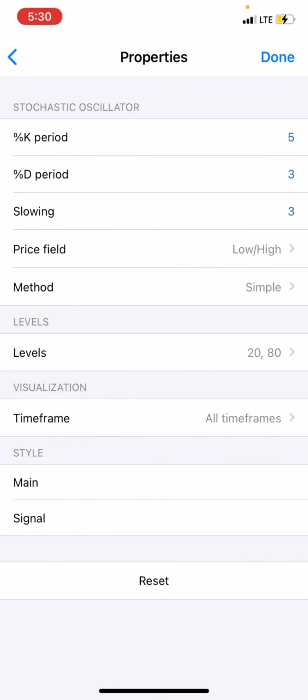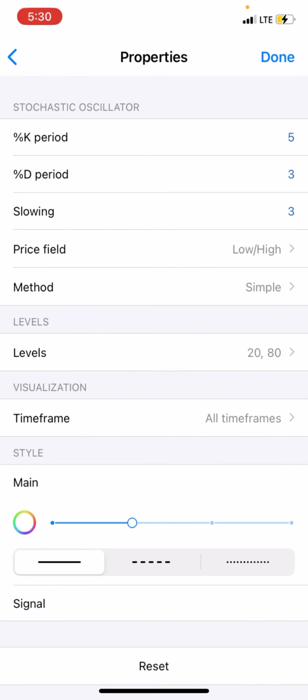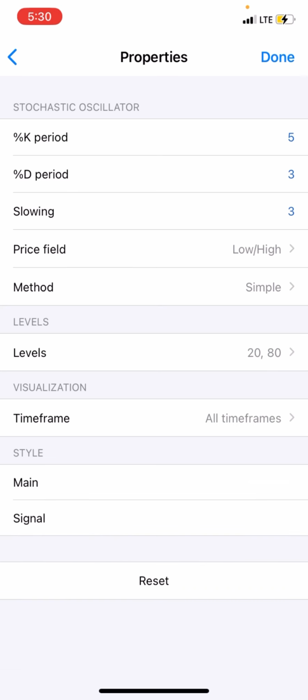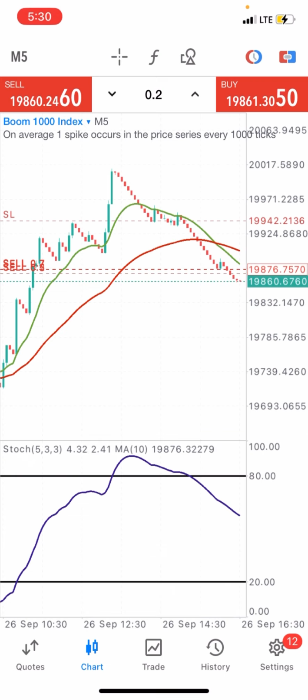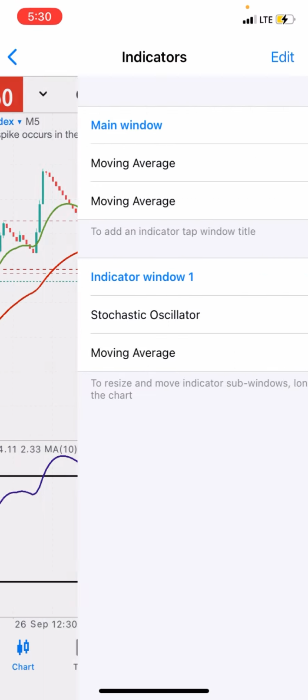And then for the style here, please pay attention. Use the same color as the background of your chart for the main style and the signal style, right? The main and the signal should be the same color as the background of your chart. So click done when you're done with that, and then we have our setup already.